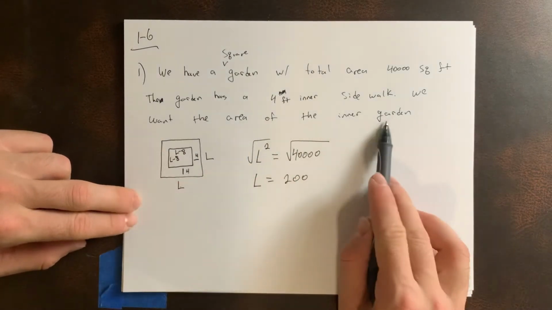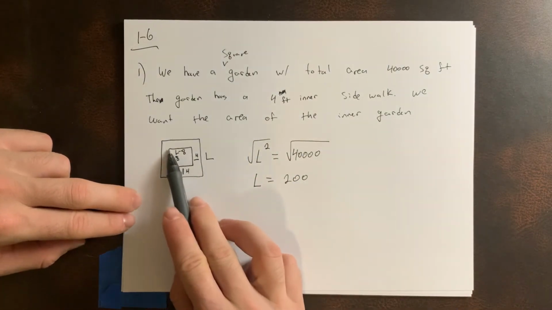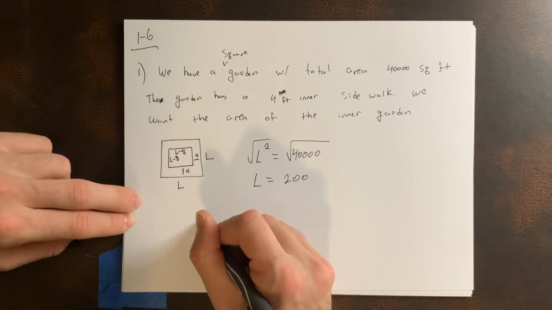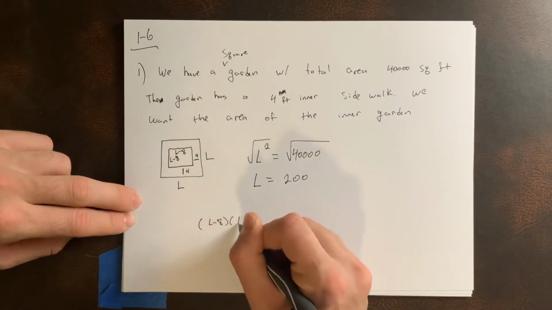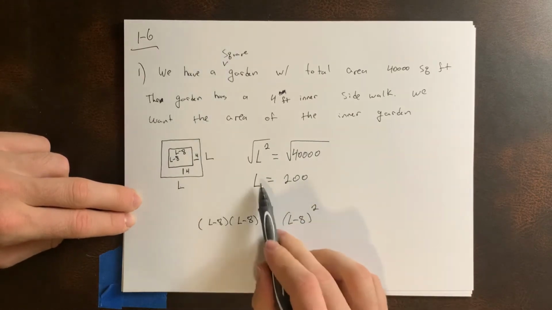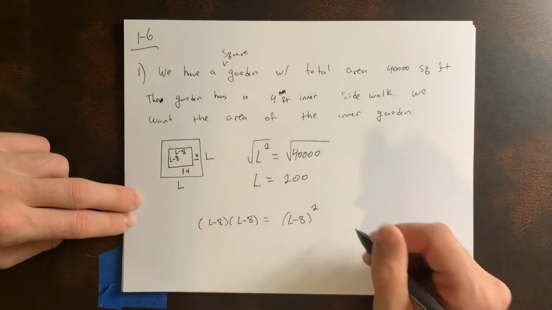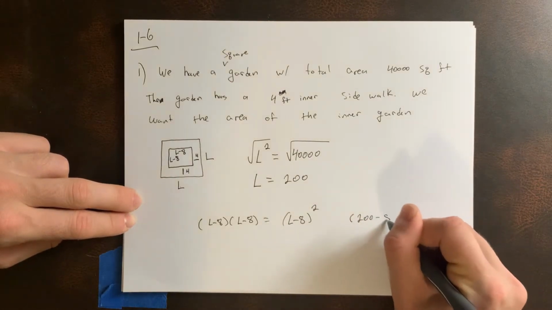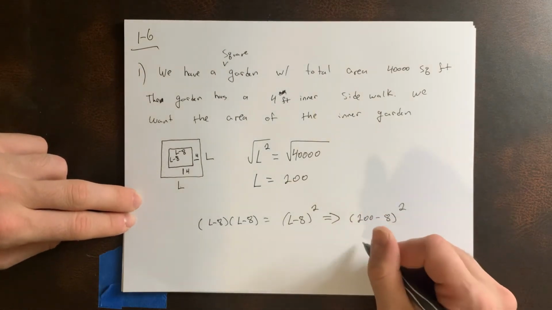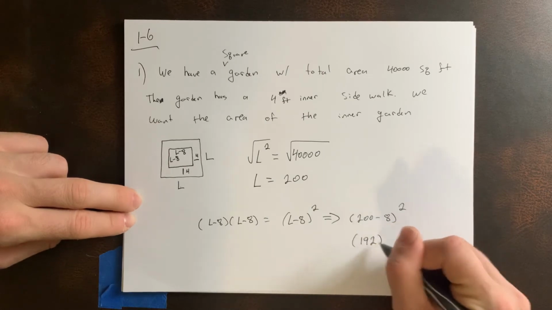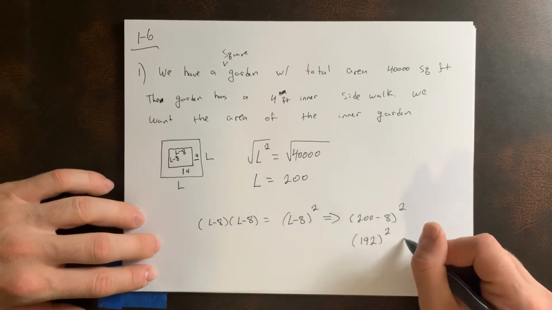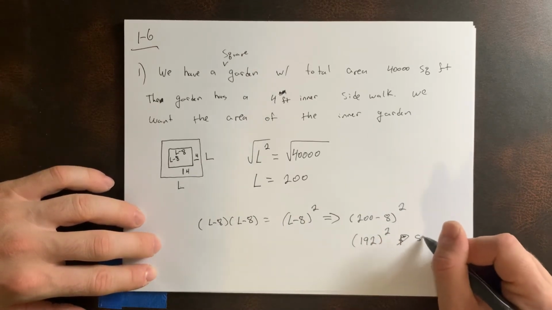And now we want to find the area of the inner garden. Well, the inner garden is this little square right here. The area of that is L minus 8 times L minus 8, which is the same thing as L minus 8 squared. But we know what L is now. L is 200, so we can plug that in here. So it's going to be 200 minus 8 squared. And 200 minus 8 is 192, so this will be 192 squared. You don't need to use a calculator, this answer is fine, 192 squared. The units would be square feet.